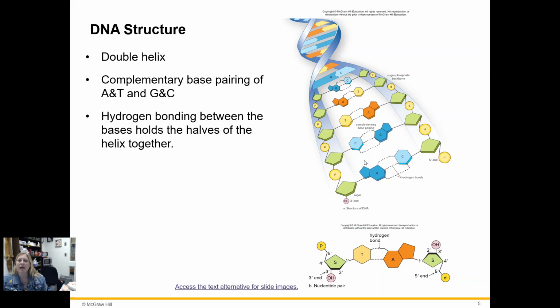Well, we know that the structure is a double helix, and it has complementary base pairing of adenine and thymine, and guanine and cytosine. This image should look relatively familiar because this is very similar to what we saw in chapter 3 when we talked about nucleic acids.